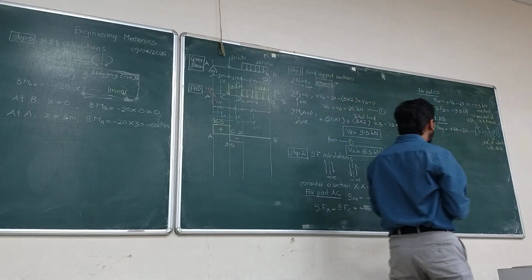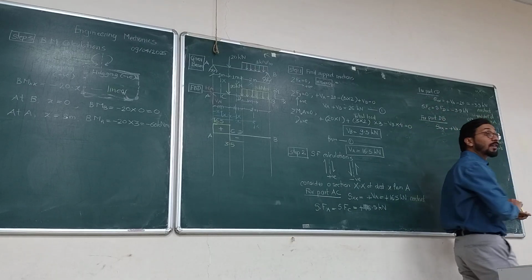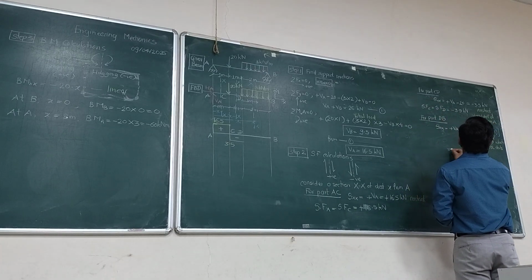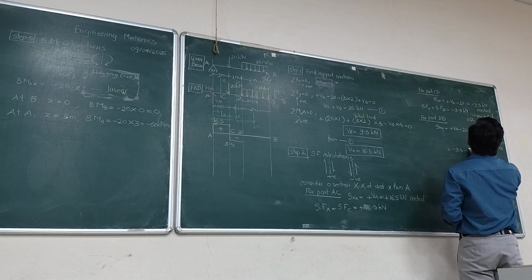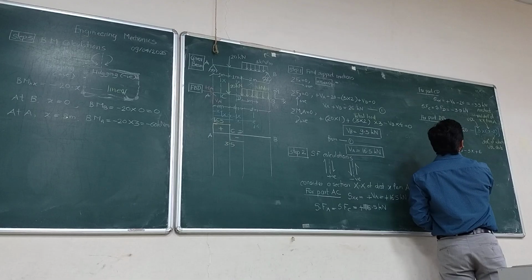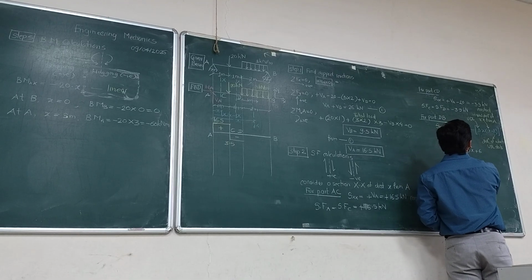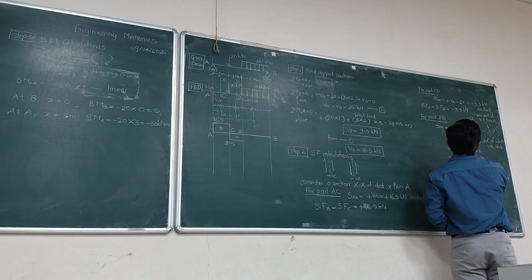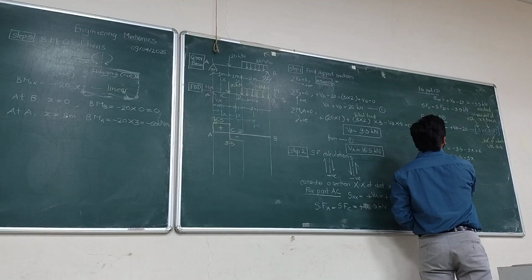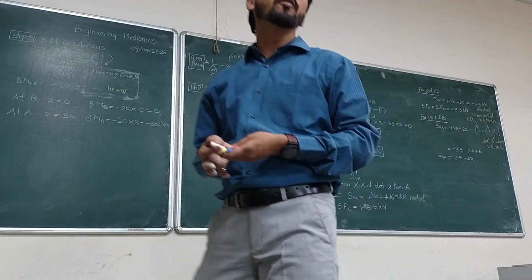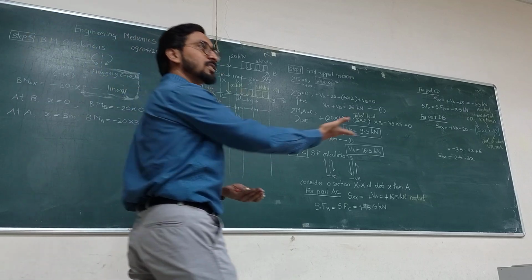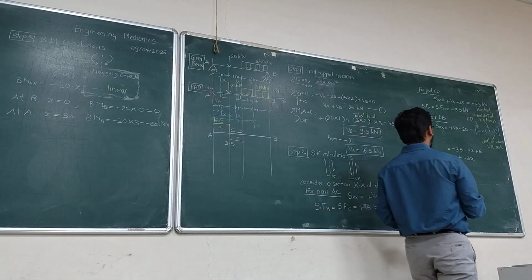So what do you see from this? What is the inference? Plus 16.5, minus 3.5, minus 3x plus 6. Plus 2.5 minus 3x. This is the equation of shear force at x. What is the meaning of this equation? What type of variation is it? Linear, because x has power 1.